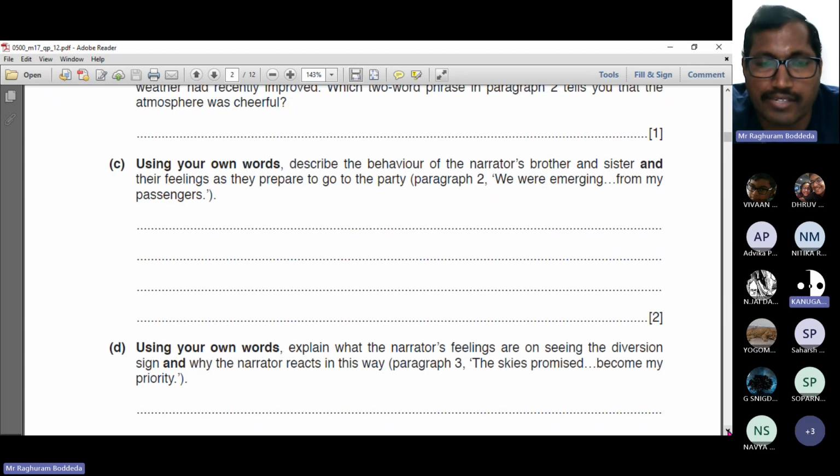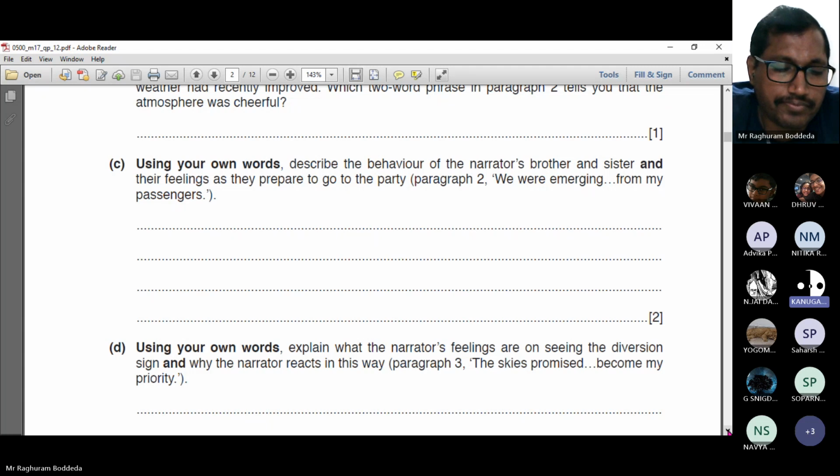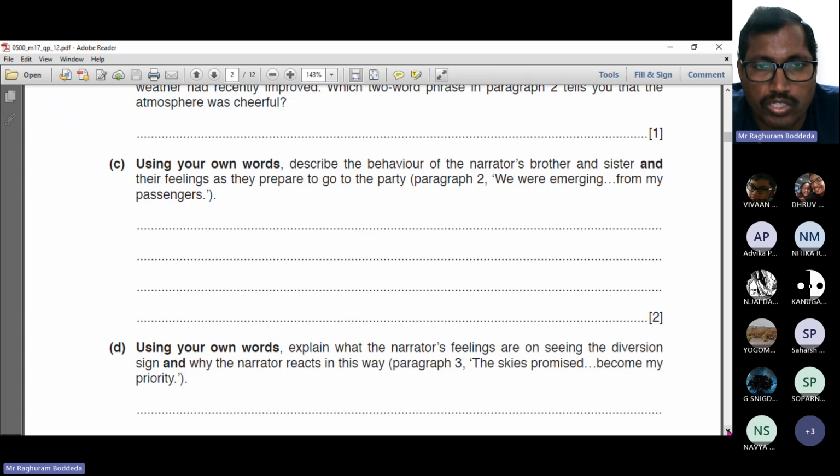And I found something very concrete. I just needed to look at the last line of the paragraph. Yeah, exactly. To meet the main road across the moor and try to ignore the chorus of complaints from my passengers. Exactly. So you are not only writing the behavior but also the feelings and preparing for the party. So these things you also have to give.